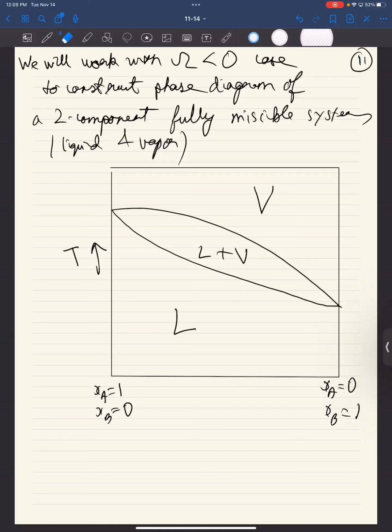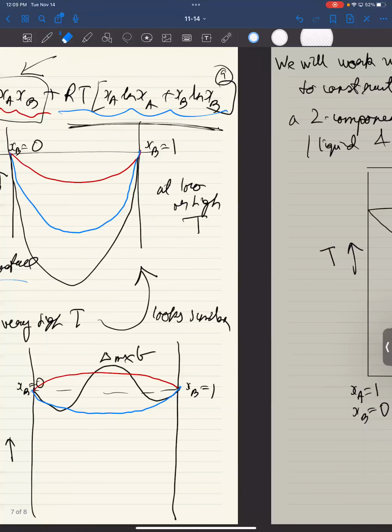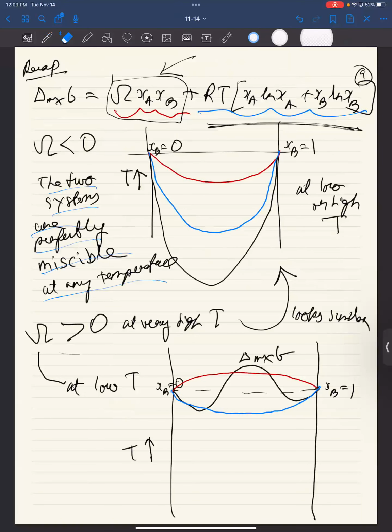So we are going to construct such a phase diagram starting from free energy curves that look like this, okay? So ethanol and water mix perfectly, right? It's not like oil and water. You can keep adding ethanol to water, it will mix.